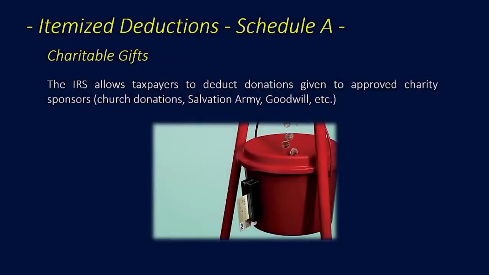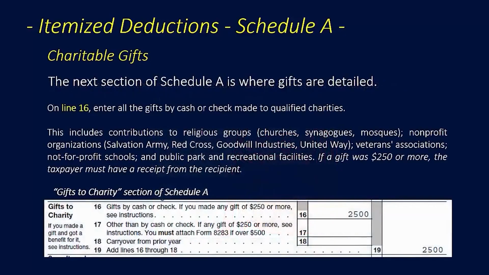Next, we'll cover charitable gifts. The IRS allows taxpayers to deduct donations given to approved charity sponsors, church donations, Salvation Army, Goodwill, and so forth. The next section of Schedule A is where these gifts are detailed. On line 16, enter all the gifts by cash or check that are made to qualified charities.